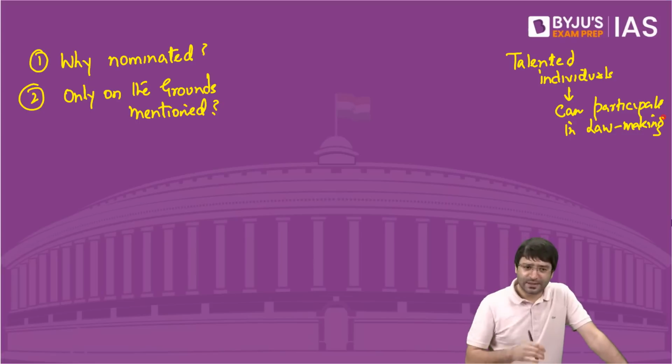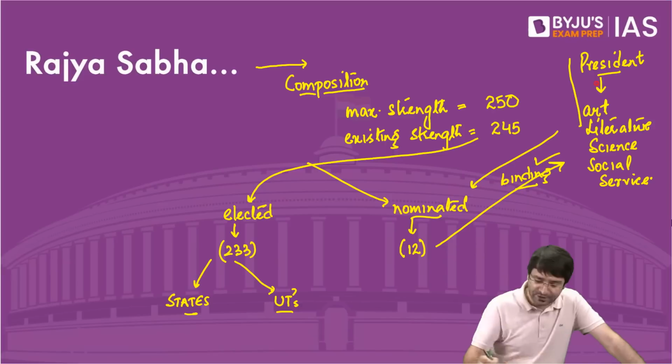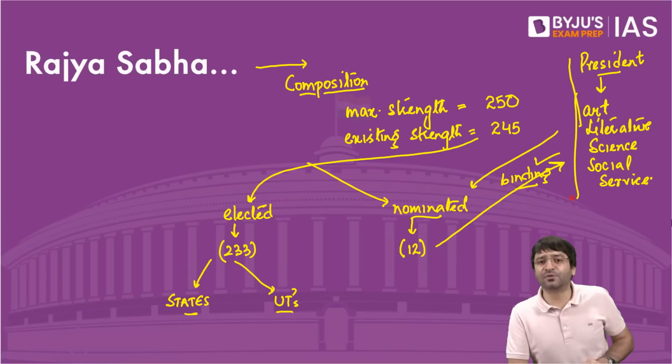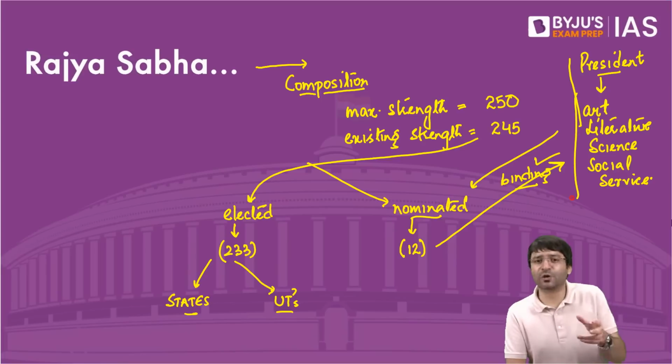Question number 2. Is it that the President will have to nominate 12 MPs to Rajya Sabha only from the fields of art, literature, science, social service, from no other field? If from no other field, then how was Sachin Tendulkar nominated? He clearly does not fall in the category of art, literature, science, or social service. He comes under the sports category.